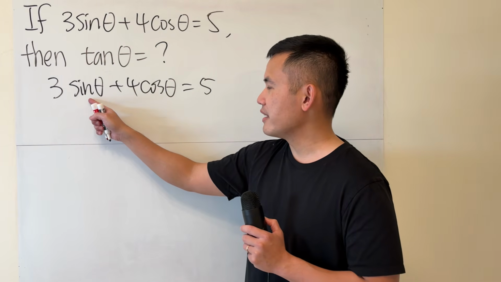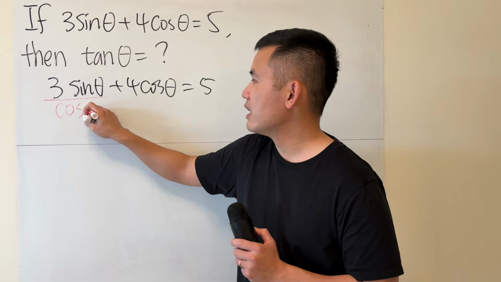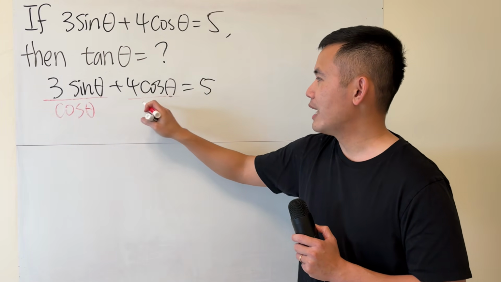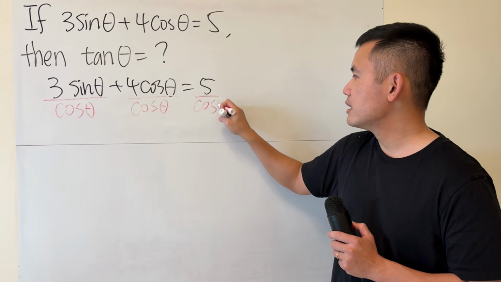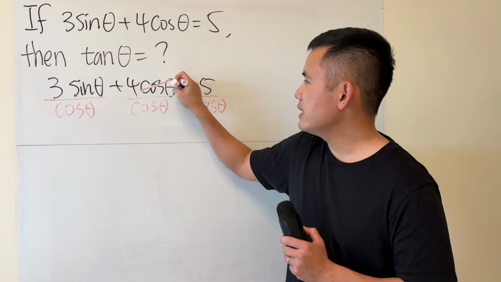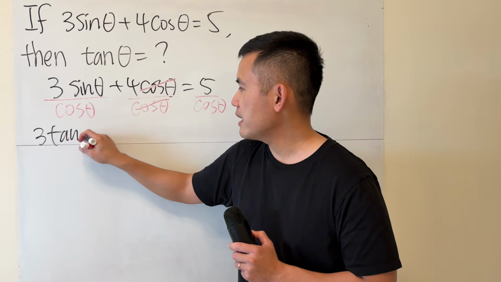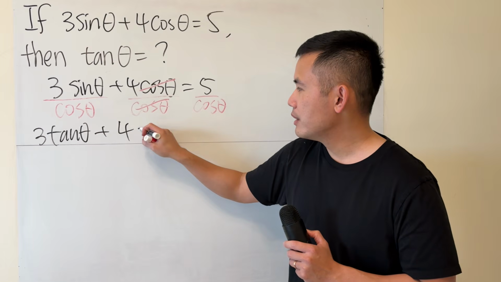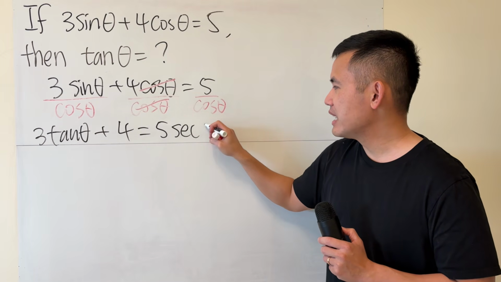Here we have sine theta, so I would like to just divide this by cosine theta so we get the tangent. But of course, we'll have to do the same thing for all 3 terms. Alright, this and that cancel. So this right here gives us 3 tangent theta plus 4, but we still have 5 times secant theta.